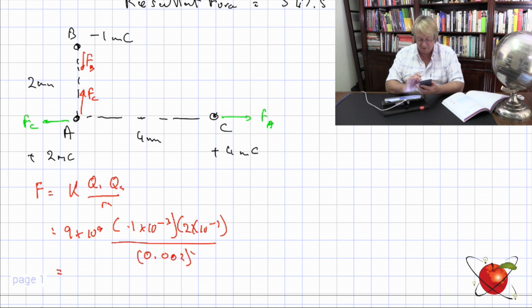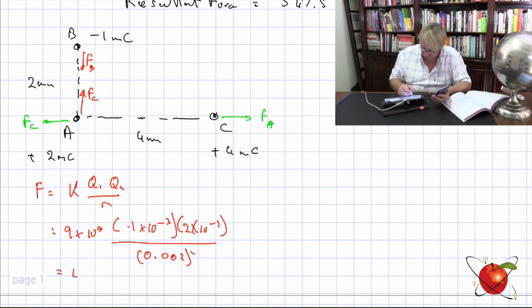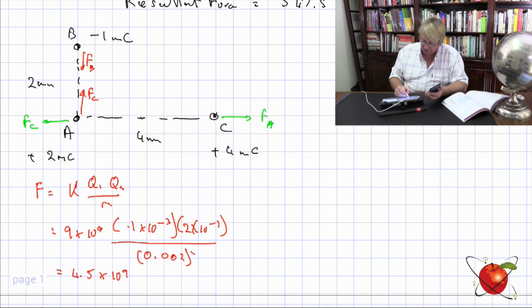Okay, that comes out and gives us, well, let's have a look. It's 9 times 10 to the 9, times 1 times 10 to the minus 3, times 2 times 10 to the minus 3, divided by the distance squared, which is 4.5 times 10 to the 9. Which is pretty huge, actually.